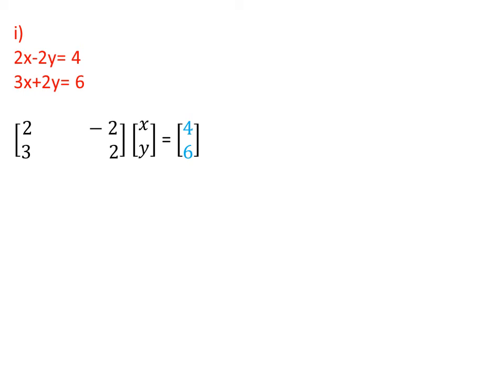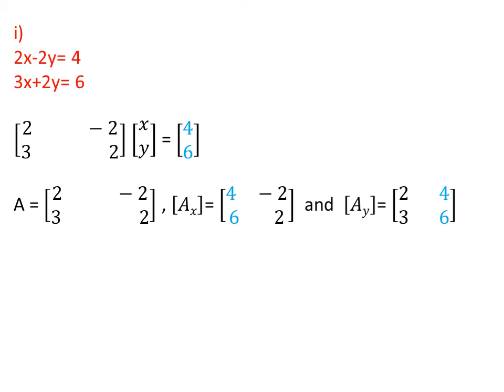Here we separate the matrices with names. The first matrix is called matrix A. Now we have to write matrix Ax. When we write matrix Ax, we will skip the first column of matrix A and there we will write the elements of matrix B, which are 4 and 6, and the second column of matrix A we will write as it is, which has the elements minus 2 and 2.